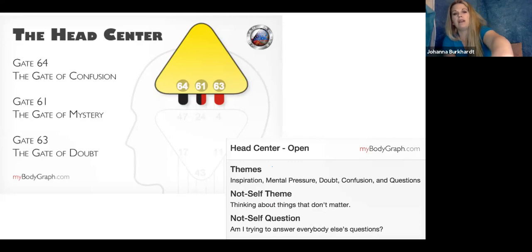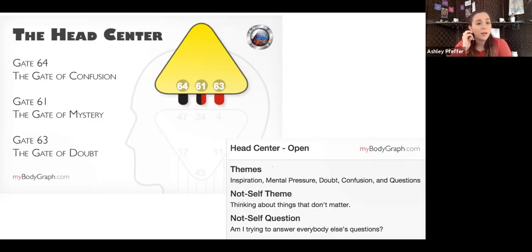Someone just asked, and I'm going to try to keep most of the questions to the end, but the only way you'll know if your head center is open, it has nothing to do with the gates. It has nothing to do with the numbers she's speaking of. If your head center, this triangle, is filled in with a color, then it's defined. If it's white, it's open. Exactly. Like the first slide we were talking about, anything that's white, you're open to receive. You are open for business.